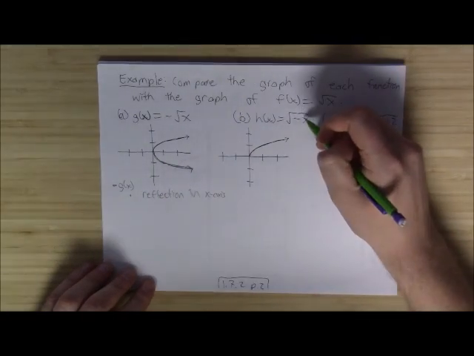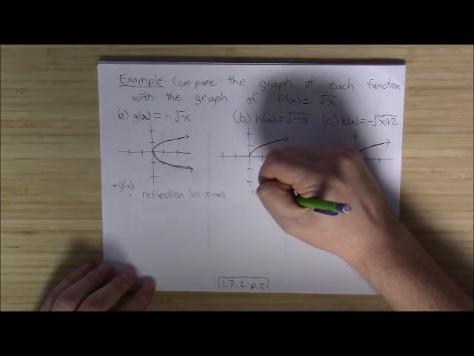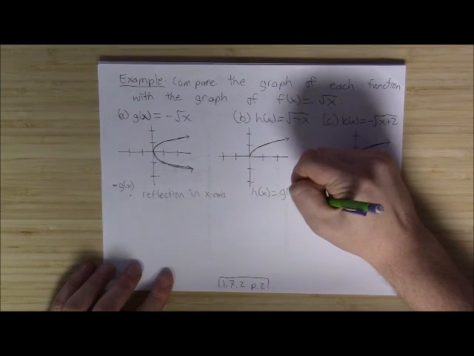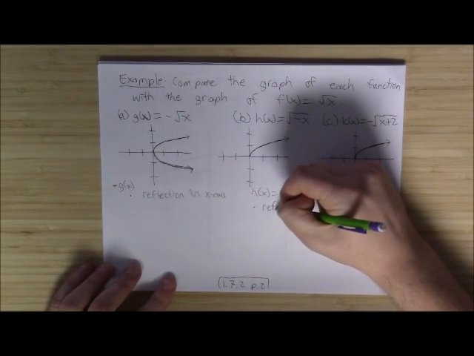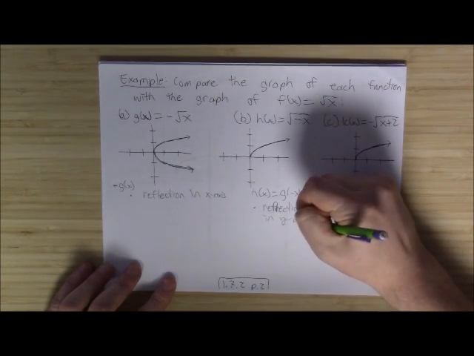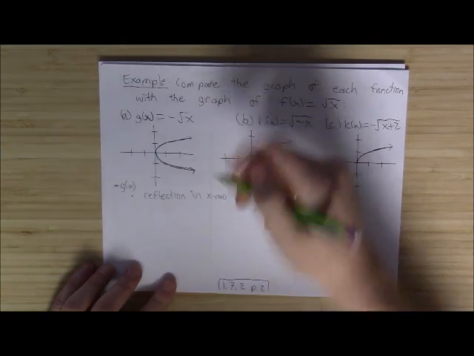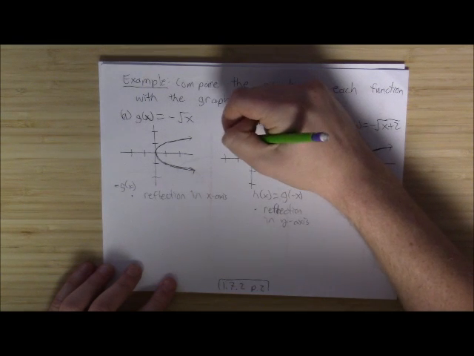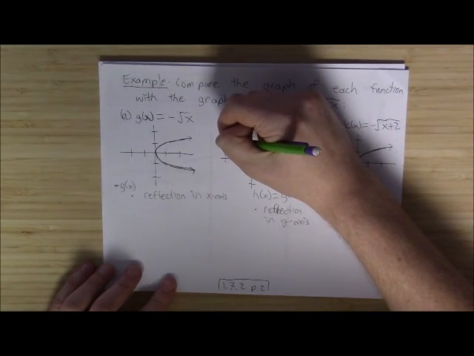Over here, we see that h of x is a g of negative x. Well, that means that it's a reflection in the y-axis. In other words, to get the new graph, we reflect that across that way, like so. This would be our new function.